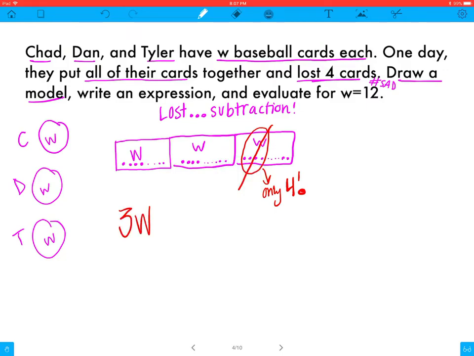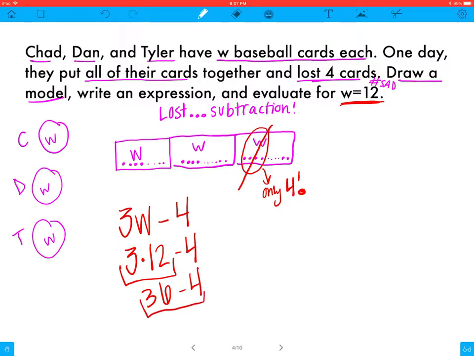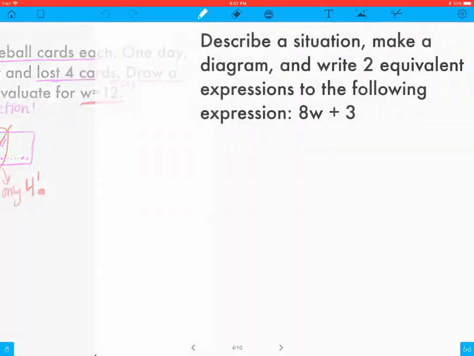So I write this as an expression, 3w minus 4. I can also say w plus w plus w minus 4. Either way, it's going to work. So I plug in 12 for w. 3 multiplied by 12 minus 4. 3 multiplied by 12 is 36, minus 4 is 32. Time for the next page.